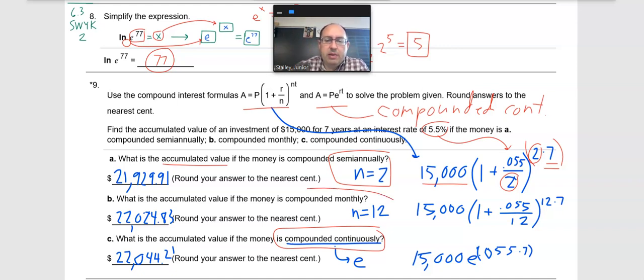So, compounded monthly, that doesn't say continuously, so we're going to use the normal compound interest formula, but the n value is now 12. Okay, remember how we use parentheses around the exponent? And we end up getting $22,024.83. So we get more money because the compounding factor went up. Our money sat in the account the same amount of time, 7 years.